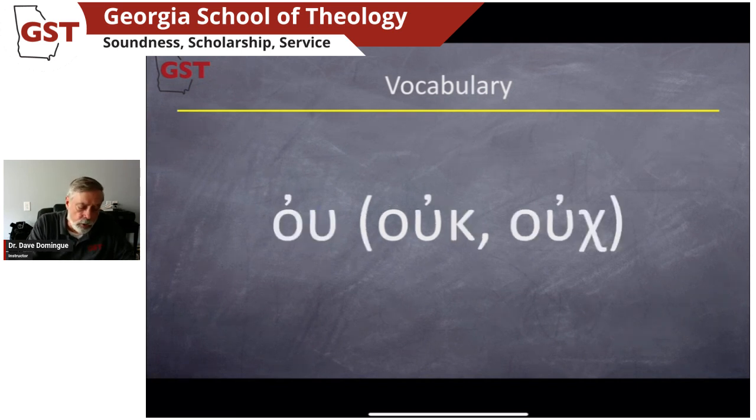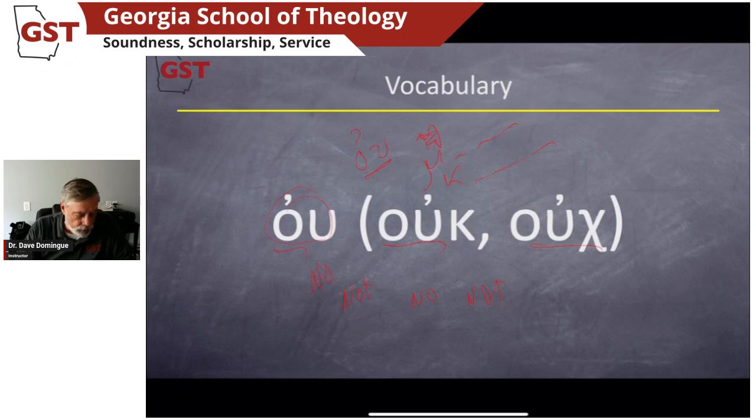All right, so here's the word ou, meaning no or not. But it can show up as ouk or ouch, also meaning no or not. Let me see how they translate it. Meaning not. Now notice, ou, reading on page 50, is used when the next word begins with a consonant. So whatever that consonant is, any consonant, kappa, then it's going to be ou.